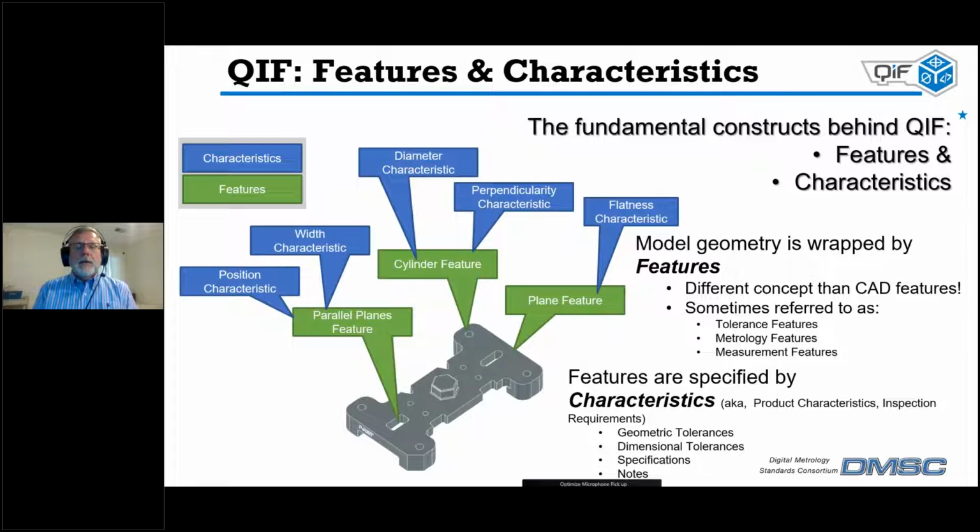We may know those characteristics as being geometric tolerances, such as flatness or perpendicularity, or they could be dimensional tolerances like diameter or width. And then they could be other specifications like surface finish or some notes that you need to verify. And of course, the QIF acknowledges that certain features may participate as a datum feature to support another geometric characteristic, like the perpendicularity example. So the QIF controls and understands and is able to exchange all this type of information.